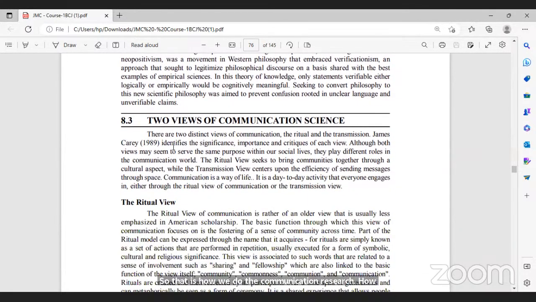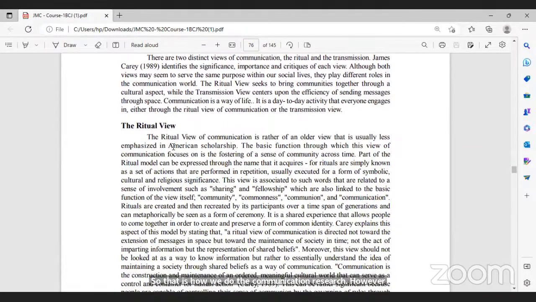However, we see that there are two views of communication science, the ritual view and the transmission view. The ritual view of communication is an old view that was usually emphasized in American scholarship. The basic function of this view is the fostering of a sense of community across time. The ritual model can be expressed through the name that it acquires. Rituals are simply known as a set of actions that are performed in repetition, usually executed for symbolic, cultural, and religious significance.